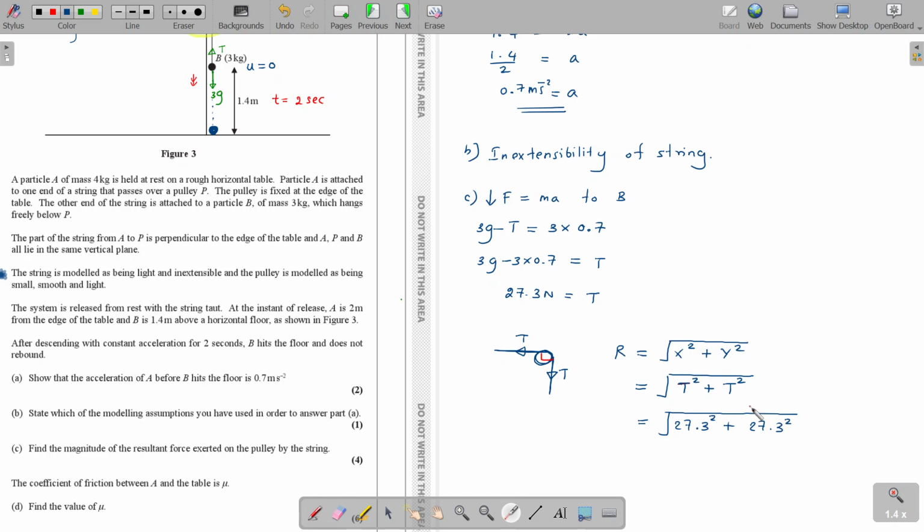38.6080. You get it, but you must give your answer to either 2SF or 3SF. So 38.6 newtons or 39 newtons. Even 39 newtons is okay, 3SF or 2SF, because we use g as 9.8. Is this clear? Then moving to the next part.